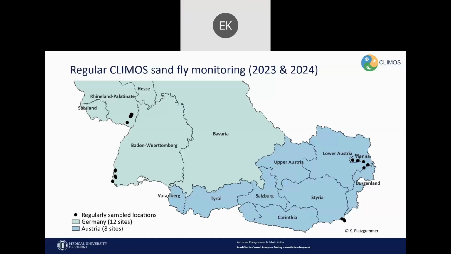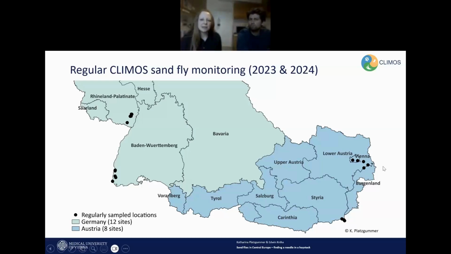In Austria, we also had some support by the Austrian Army that helped us to sample these 8 locations overall. 3 of them are in Styria, 1 in Burgenland, and 2 each in Vienna and Lower Austria. And also here, we were able to find sandflies again.